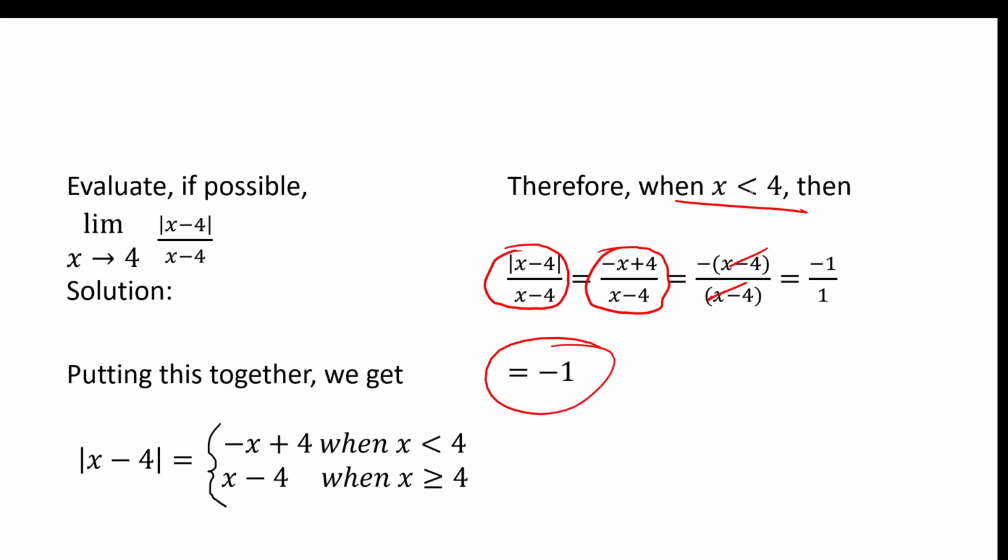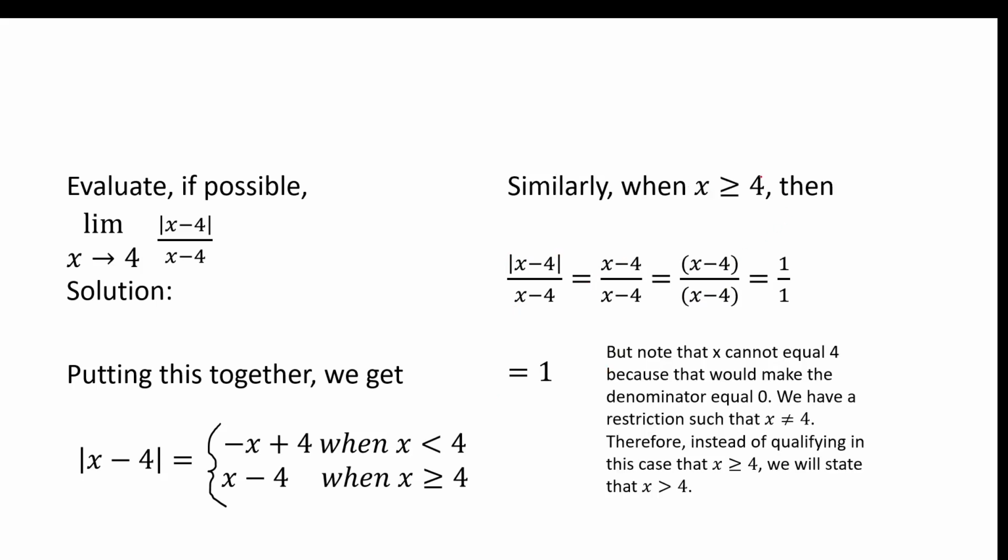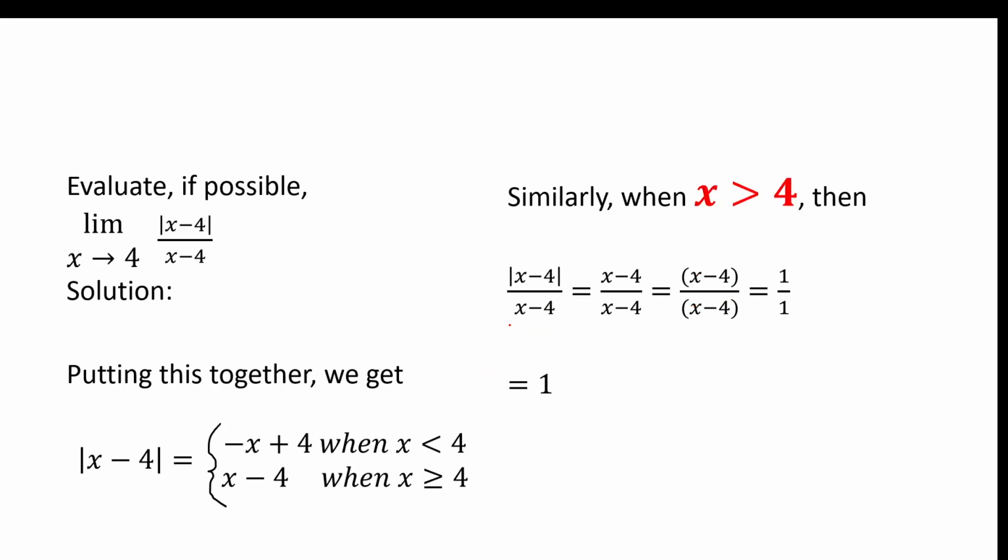In other words, when x is less than 4, we're saying the absolute value of x minus 4 over x minus 4 is actually equal to negative 1. But when x is greater than or equal to 4, then the absolute value of x minus 4 over x minus 4 is x minus 4 over x minus 4. We can cancel out those factors. 1 over 1 equals 1. Okay? But now keep in mind, x can't actually equal 4, because if x equaled 4, we'd have a 0 in the denominator. So what we're really saying is when x is greater than 4, that function value is equal to 1.